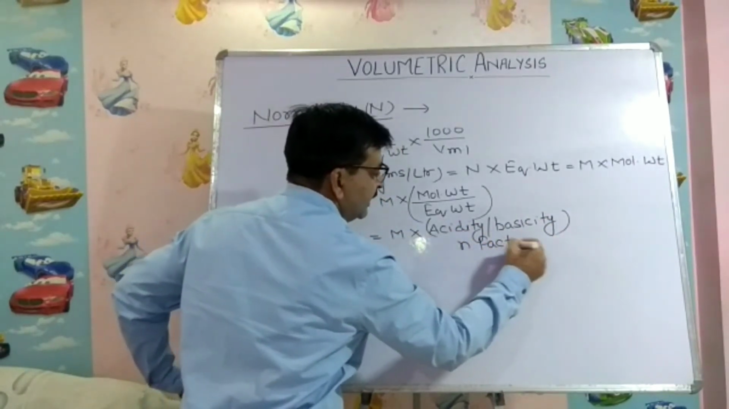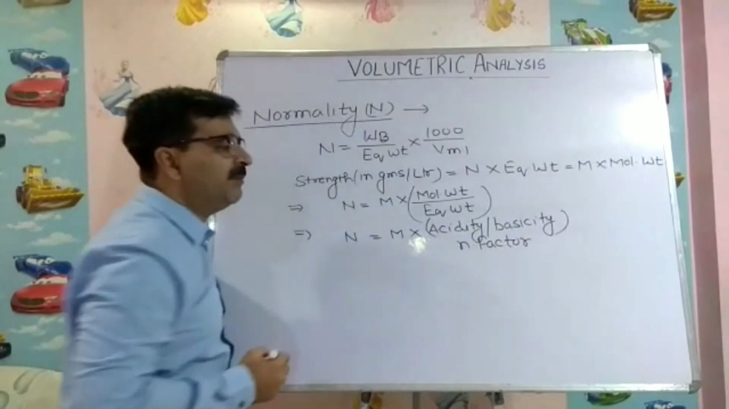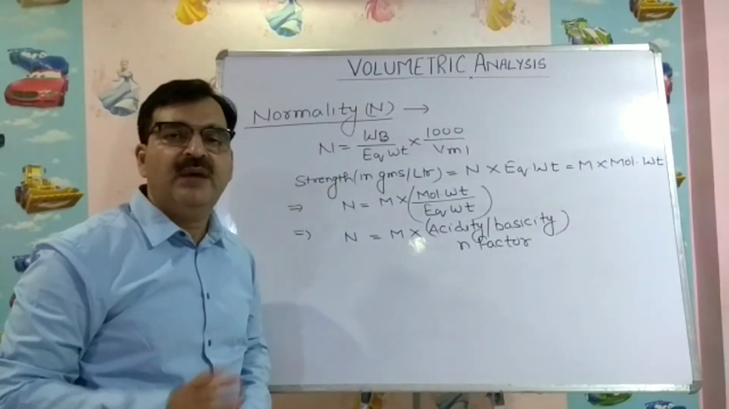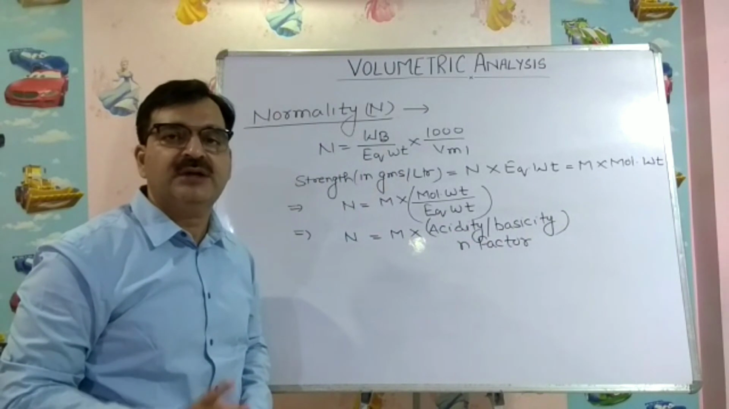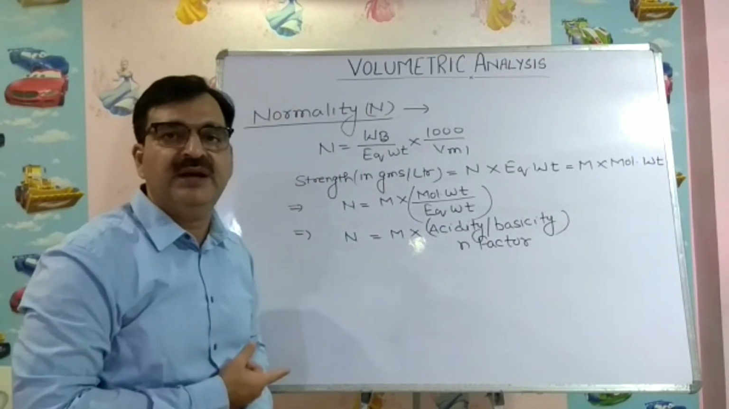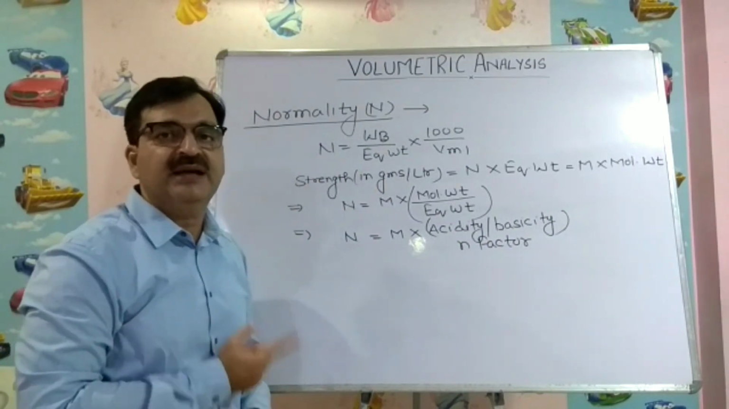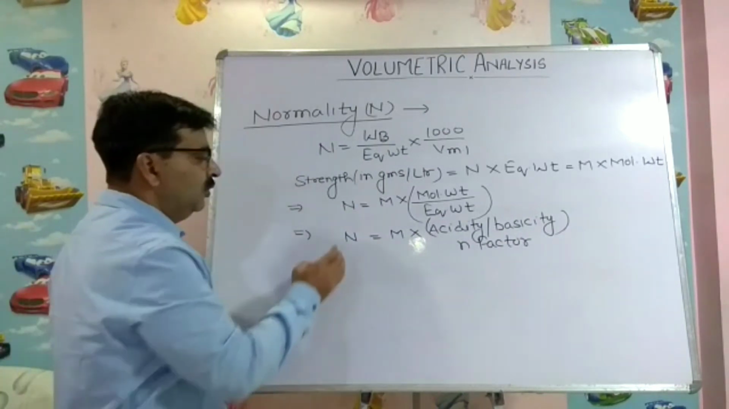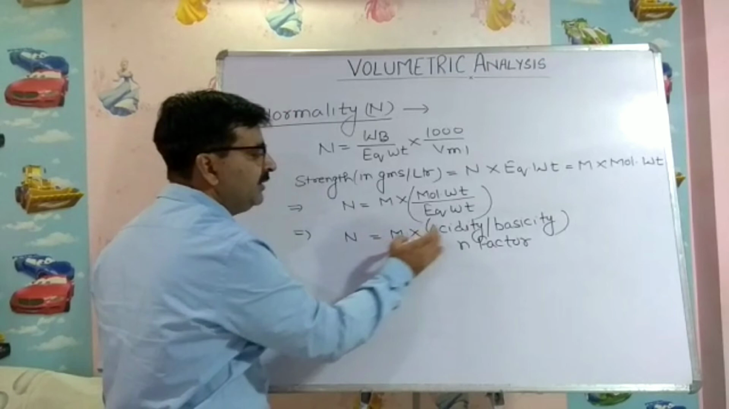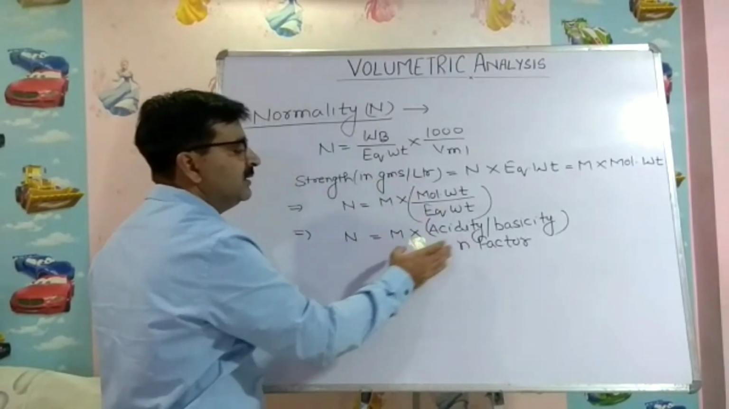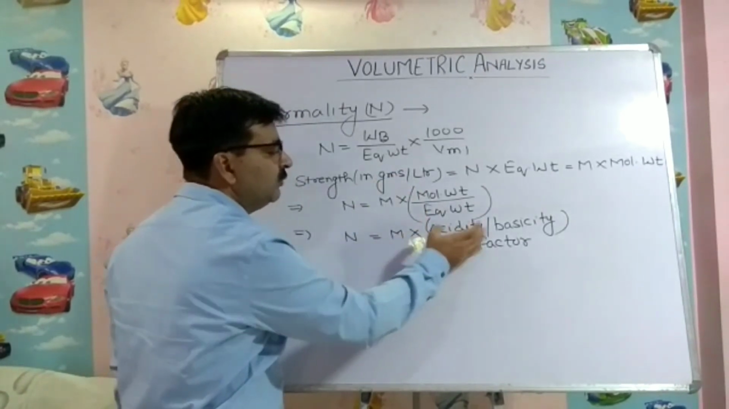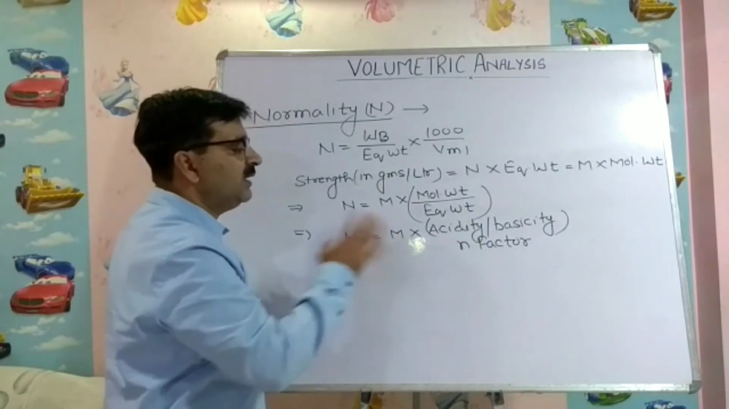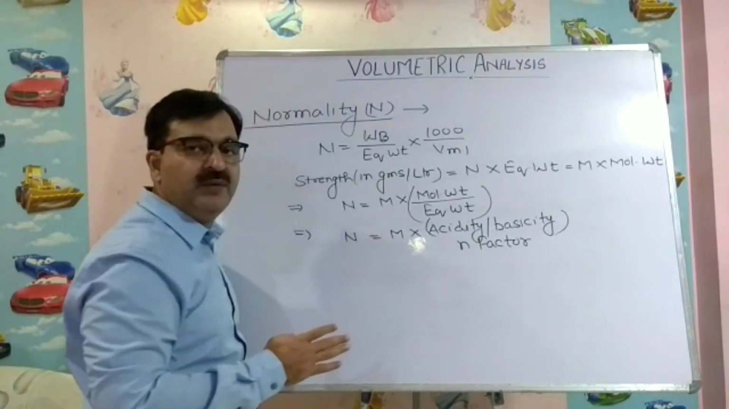That is discussed in a separate class in the calculation of equivalent weight. When we discuss the calculation of equivalent weight, then we discuss this term, that is acidity, basicity, or N factor. So N is equal to M into N factor. This N factor is equivalent to acidity or basicity. In different cases, we have different equivalent weight.